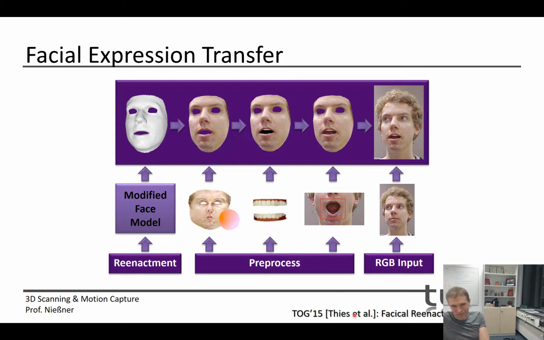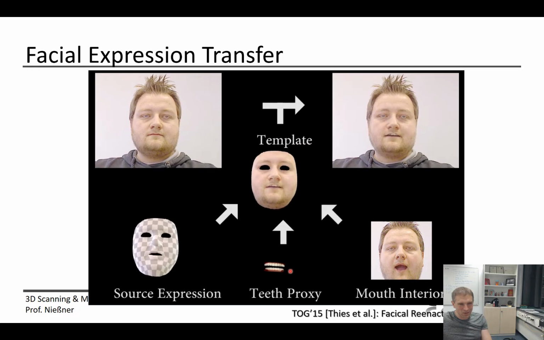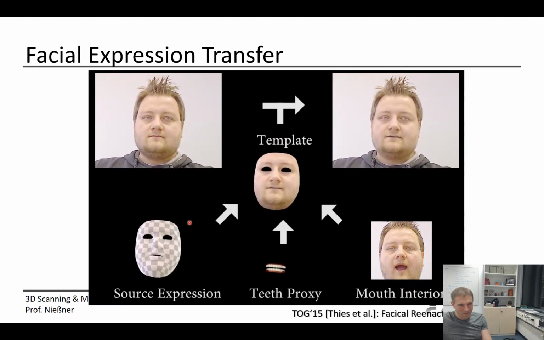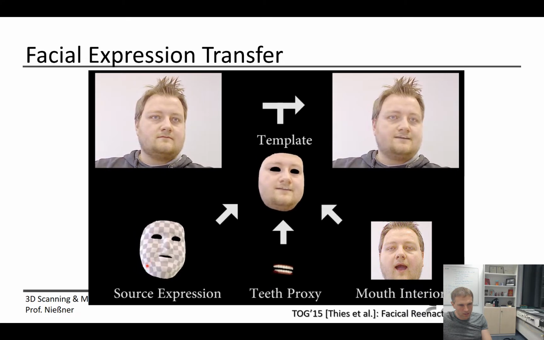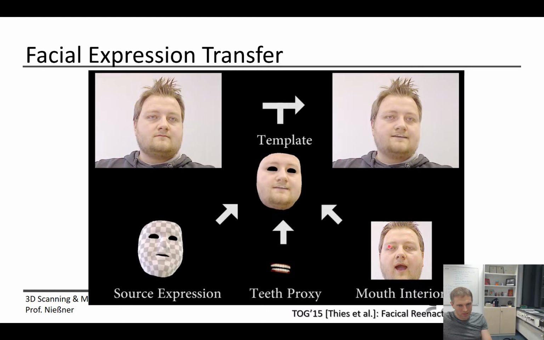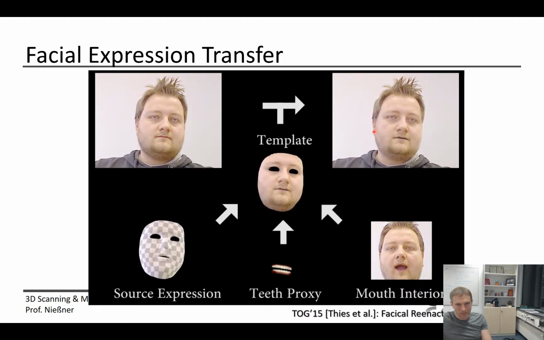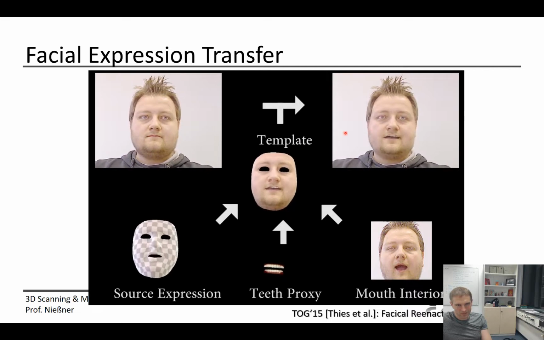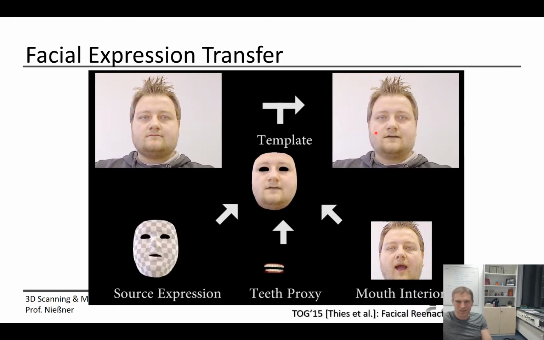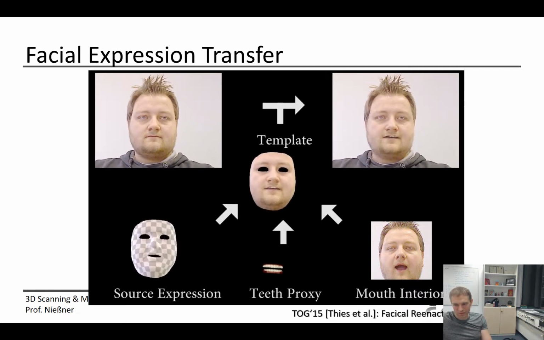I want to show how this works. It looks kind of funny. So this is the teeth proxy that I promised, right? This is the input. This is the source expression that is being transferred here. This rigs the template here. This is the mouth interior that is non-rigidly warped on top of it. And this is overlaid on top of the input. Right? So this is the input video, and this is the reenacted output. So it looks kind of cool. Now you can see how the reenactment is already working at this point.